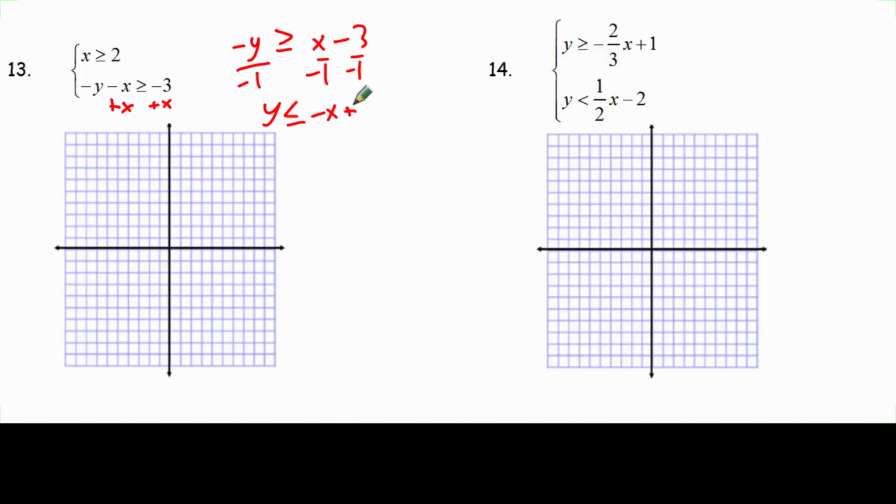negative x plus 3. So this graph starts up 3, and then it goes down 1 over 1. I happen to graph the more complicated problem first, but it doesn't matter which line you draw. I just went with the one that had the most work to it. And this is a solid line.